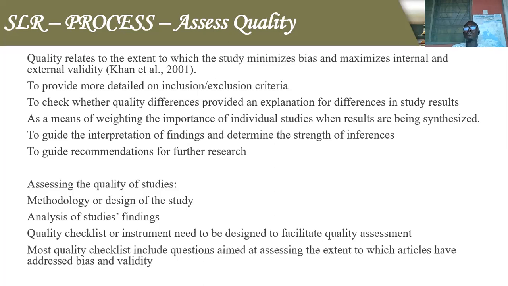So the quality here, we want to provide more detail on inclusion and exclusion criteria. Then we want to check whether the quality difference provided an explanation for differences in the study as a means of weighing the importance of the individual studies when results are being extracted. Here, what we mean is that in quality checking, we want to look at the individual research, their contribution to the review, because some studies may contribute higher than the others because some will be of a higher quality. And this will also help us in the interpretation of the findings and also determine the strength of the inferences that we have from the review. So in assessing the quality of studies, these are the key areas that we consider.